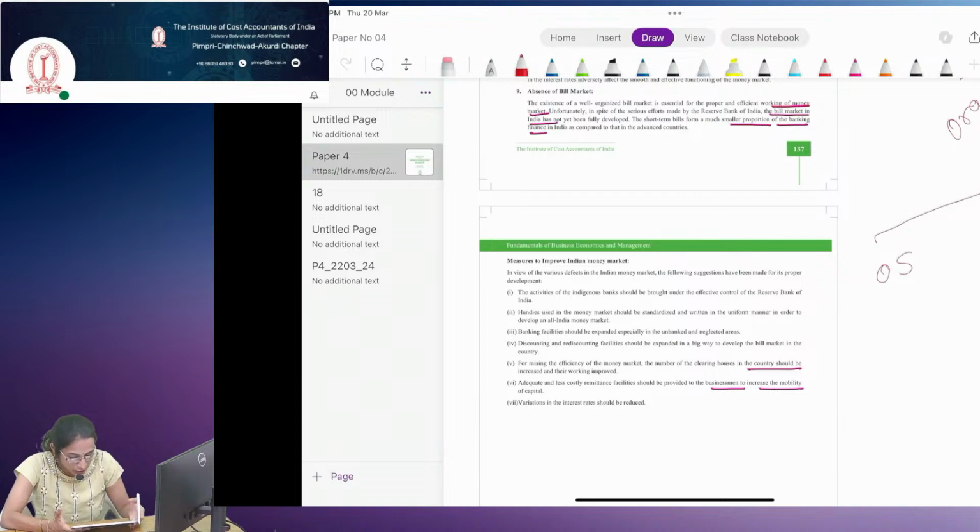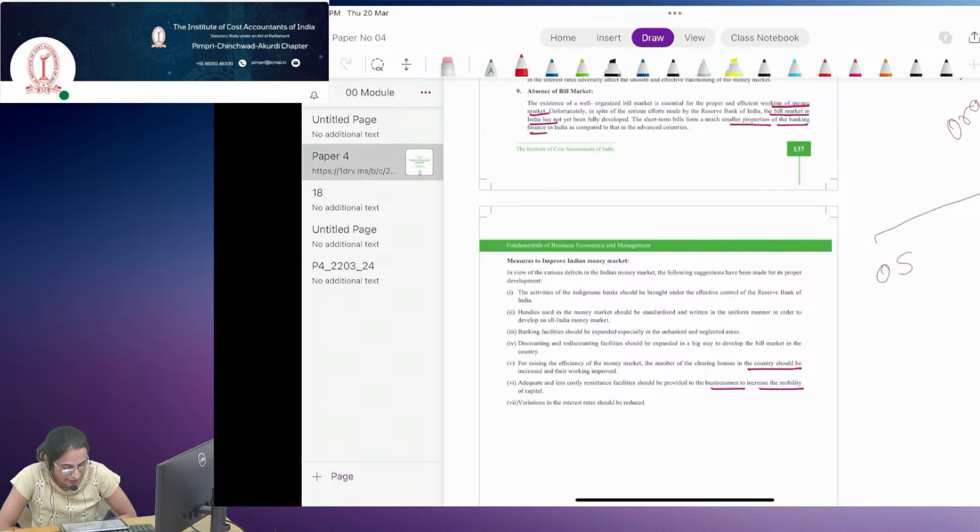Banking facilities should be expanded, especially in unbanked and neglected areas. One defect we saw previously, Sheila, was that the Indian money market is not developing because banking facilities are not available in rural areas that much. So for the money market to grow in India, proper banking facilities must be provided in rural areas as well.